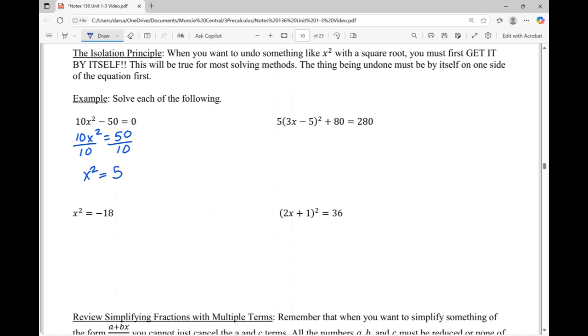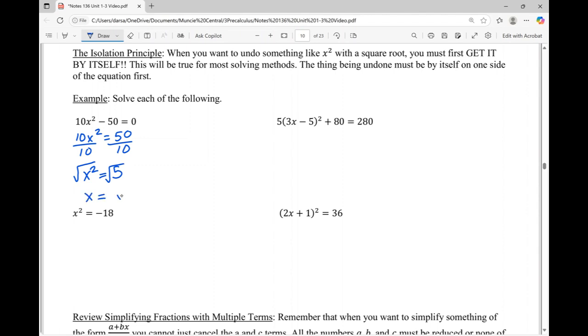So we get x squared equals 5. Now that the squared thing is all by itself, we can use the square root property. Remember, the square root property says to undo a square, we use a square root. So we take the square root of both sides.